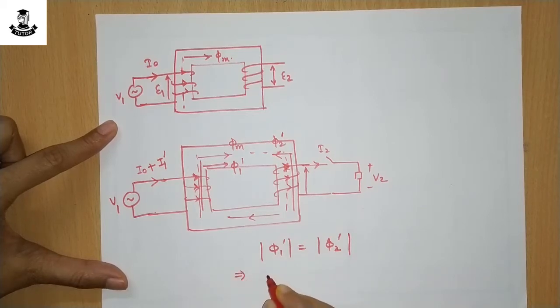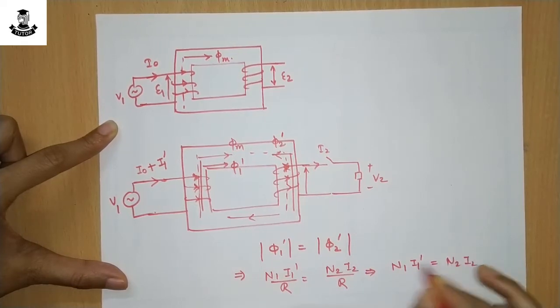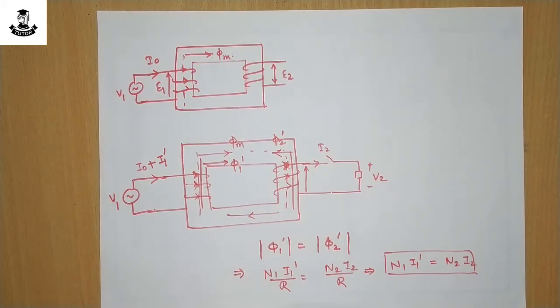From this we can write N1 I1 dash upon reluctance is equal to N2 I2 upon reluctance. This can be written as N1 I1 dash is equal to N2 I2. This is the MMF balance equation. So, under no load condition, the primary winding draws a finite magnitude of current I0 and produces a rated flux in the transformer core known as the main flux. The magnitude of this flux should be such that the primary induced EMF will balance the supply voltage value.